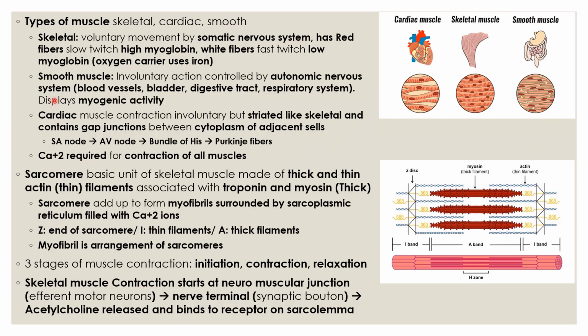So basically the types of muscles in your body are three. There's skeletal muscle, cardiac muscle, and smooth muscle. Skeletal muscle is voluntary movement by the somatic nerve, and it has two fibers. You have the red fiber and you have the white fiber.